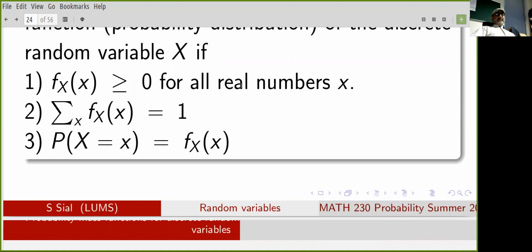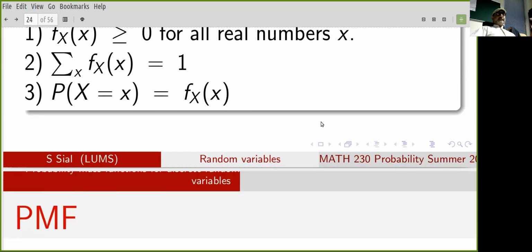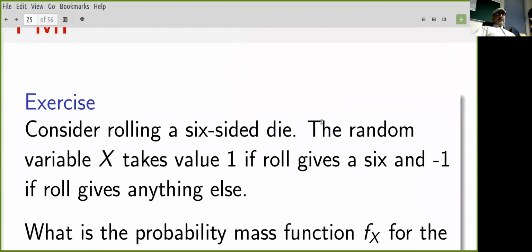The values that it takes should be greater than or equal to 0. The sum of all of these values should be equal to 1. Right? The sum of all the probabilities should be equal to 1. And the probability that x is equal to small x is given by the value of the PMF at small x. Okay.